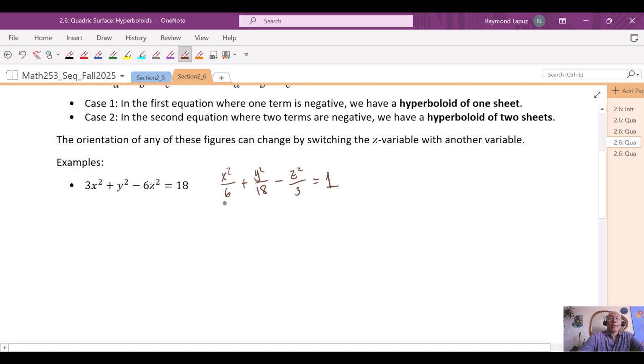So now it's in standard form, and this is the equation that we have. We see that we have two positive terms in x and y, and our z term is negative. So we'll identify this as a hyperboloid of one sheet because there's only one negative sign. So let's label that hyperboloid of one sheet.